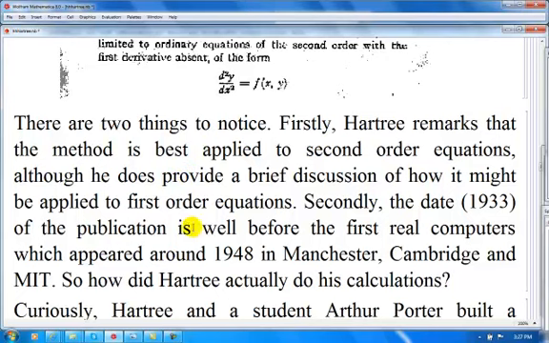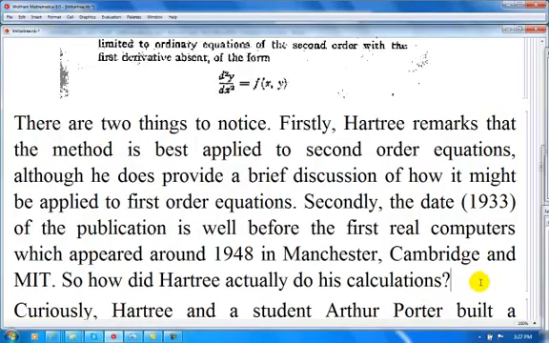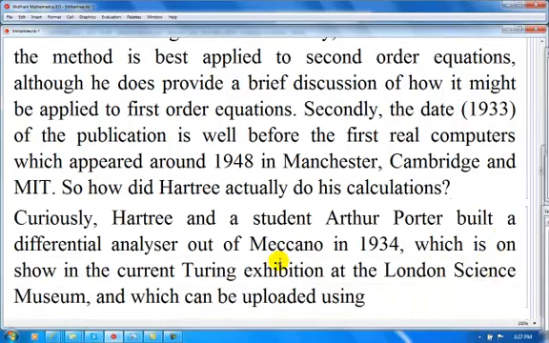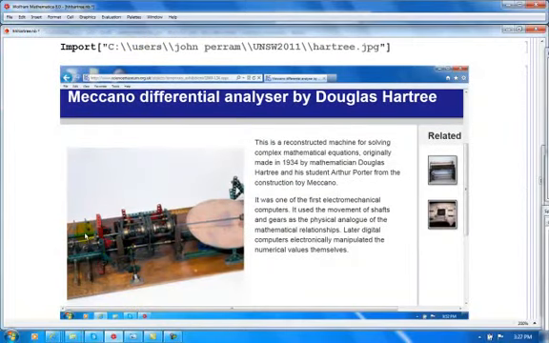This paper was written well before the first real computers, which appeared around 1948 in Manchester, Cambridge, and MIT. So how did Hartree actually do his calculations? Well, curiously, Hartree and a student, Arthur Porter, built a differential analyzer out of Meccano in 1934, which is on show in the current Turing exhibition at the London Science Museum, and we can upload a picture of it from that exhibition here.